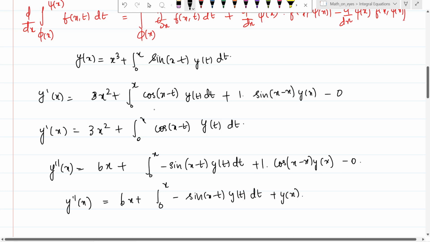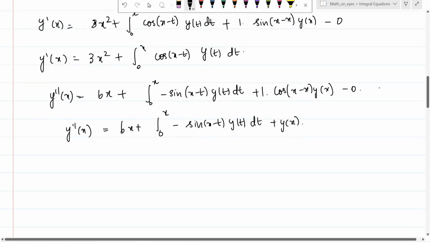So when you look at the question here, y of x you keep as it is. Now bring this integral part, integral 0 to x sine of (x minus t) y of t dt, to the left side. So we have y of x minus integral 0 to x sine of (x minus t) into y of t dt, which is actually equal to x cube. So we get y double dash of x is equal to 6x plus x cube.